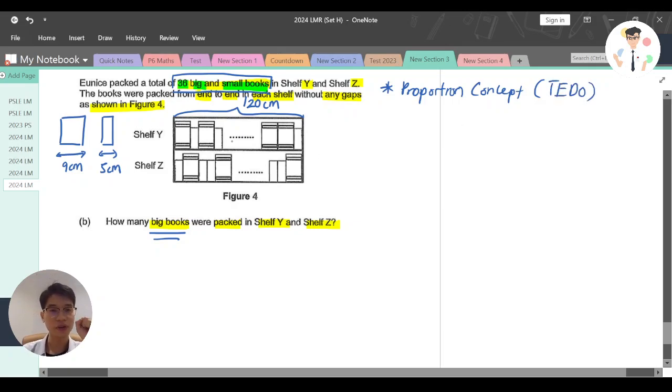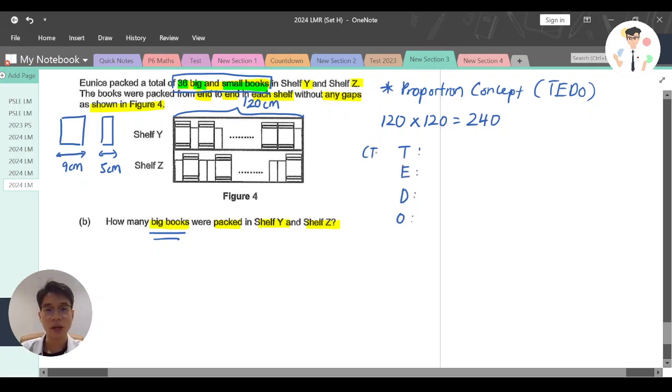Okay, now first thing, let's find Y and Z, actually how many, what will be the length that's enough to put the books. Y is 120, Z is 120, so add together there will be 240 cm. So that will be the total length that we can put our books here, okay? And now we are supposed to solve using our table.